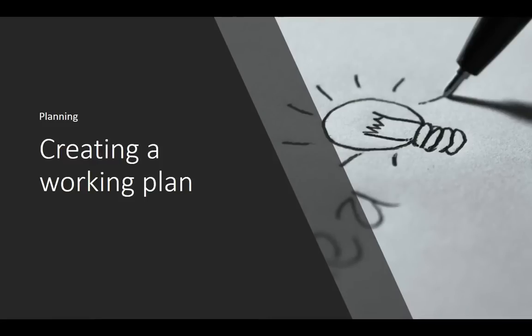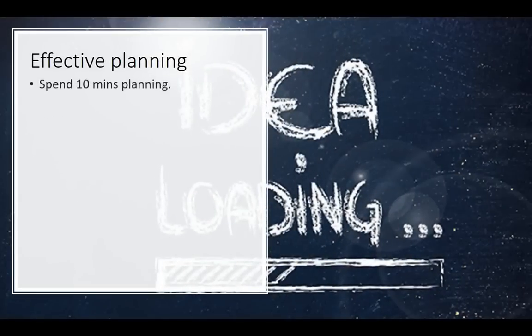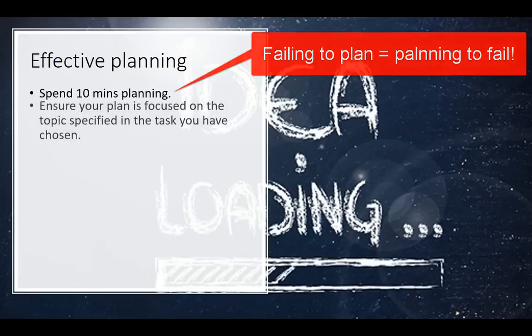Okay, so having used the images to generate some ideas, what you need to do then is to go on and create a working plan, a structured plan that is going to help you produce a really effective imaginative writing response. Effective planning means using the whole 10 minutes available to you. All right, don't skimp on the planning, because the piece you produce in the end won't be as good if you don't bother to plan.